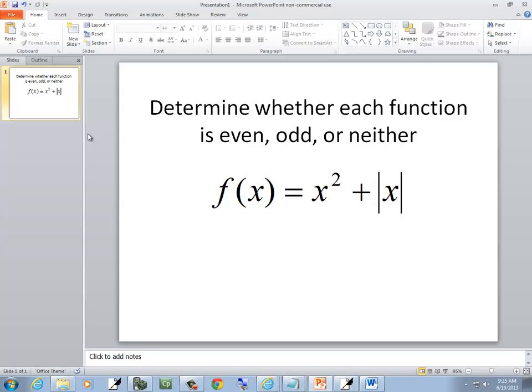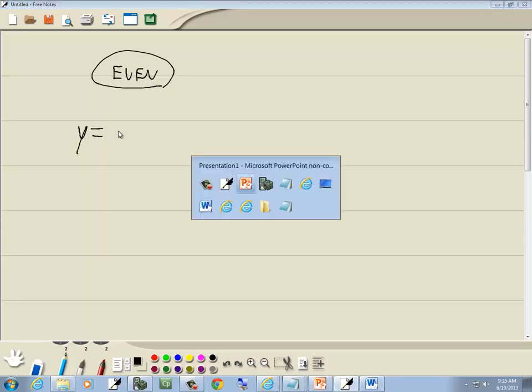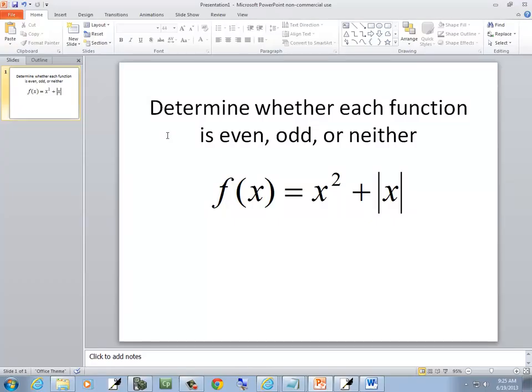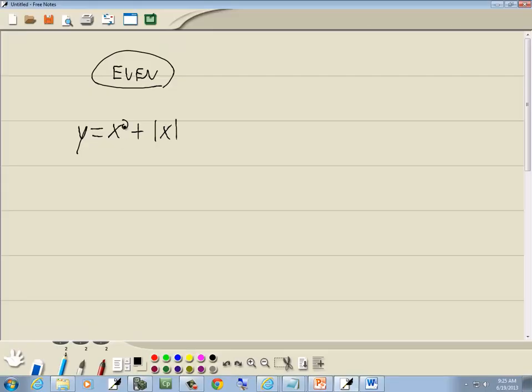Okay, now if you're curious how to do it by hand, you don't have to for the homework. I'm happy with the graph approach. We've got y is equal to x squared plus absolute value of x. To decide if it's even or not, what you do is you plug negative x in for x and see if you can get it to look like your original function. So we got negative x squared plus the absolute value of negative x.